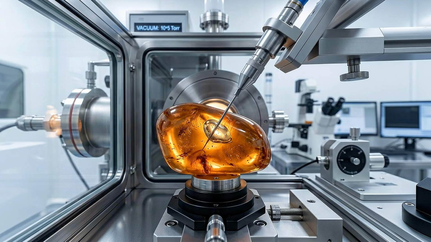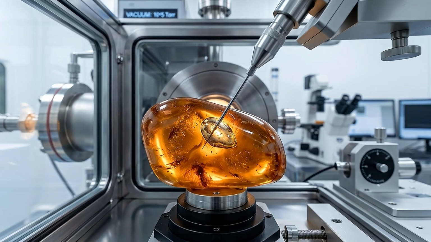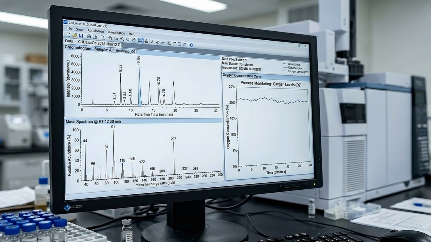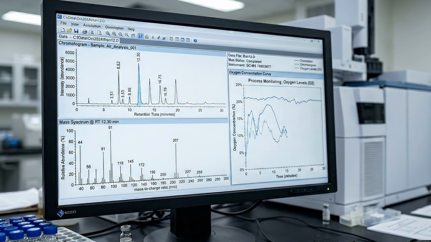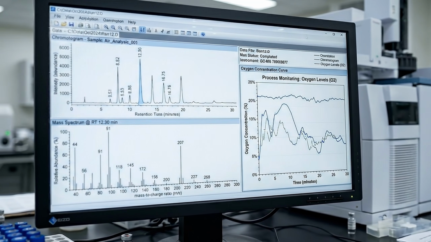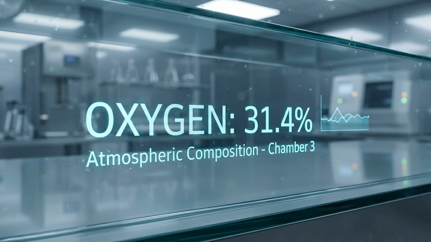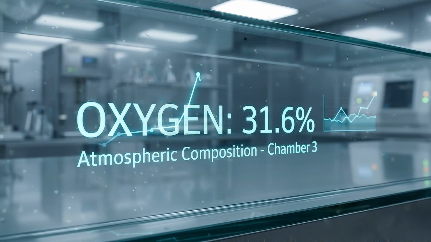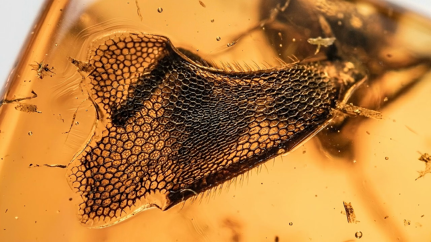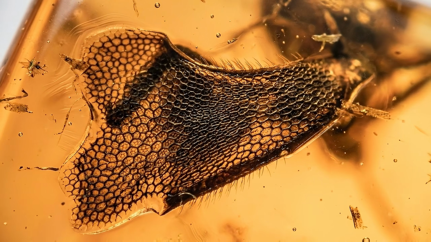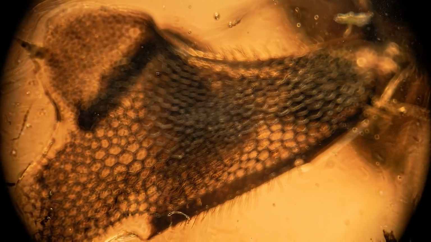Precision microneedles penetrate trapped air bubbles under vacuum conditions. Mass spectrometers calculate exact elemental ratios of ancient air. Data confirms hyperoxygenated Cretaceous air fueled giant arthropod growth. Exoskeleton chitin structures maintain their original cellular geometry.